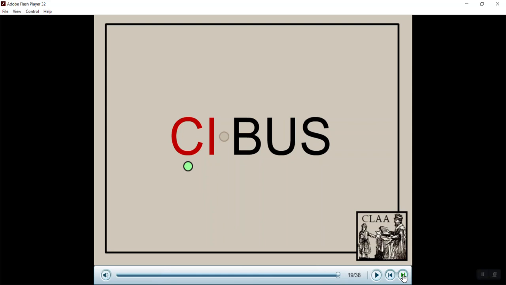Here's another word with the letter k. In classical Latin, we would read this word as quibus. But in church Latin, the sound of the word changed, because the letter k is followed by the sound e. In church Latin, we would read this word cibus. In classical Latin, it would be quibus. In church Latin, it's cibus, because the letter k is followed by the sound e.